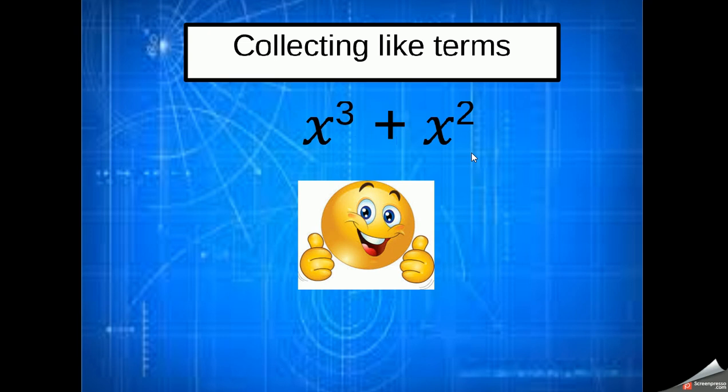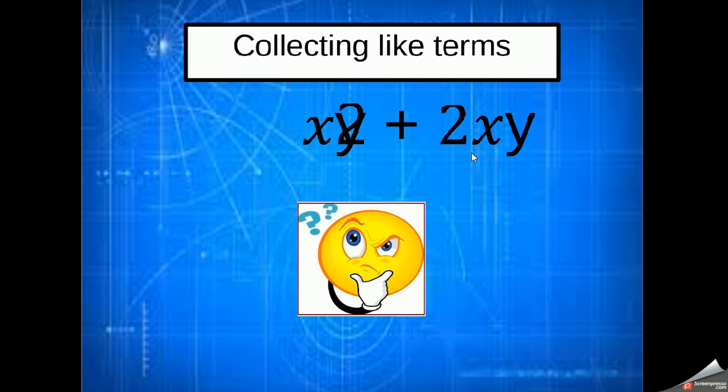x cubed plus x squared. Again, we can't gather these terms because the powers are different. The first one is x to the power of 3. The second one is x to the power of 2. Okay, again, apologies for this number 2 that tries to merge in by here. Complicated procedure, but I'll maybe change it one day.